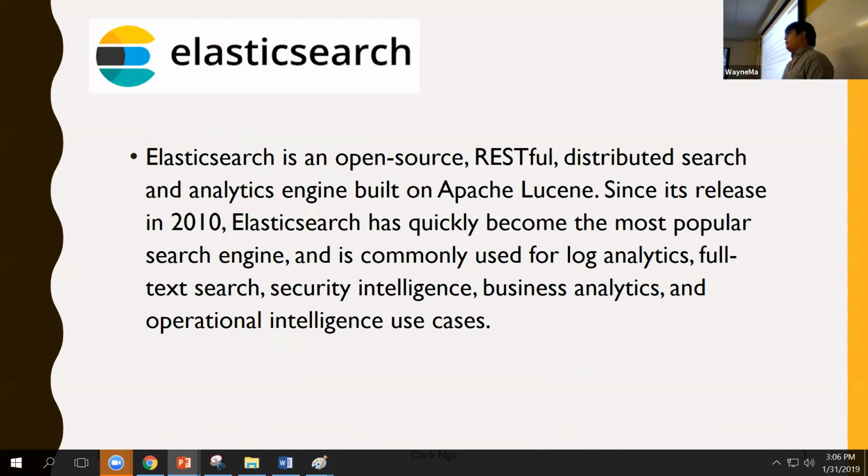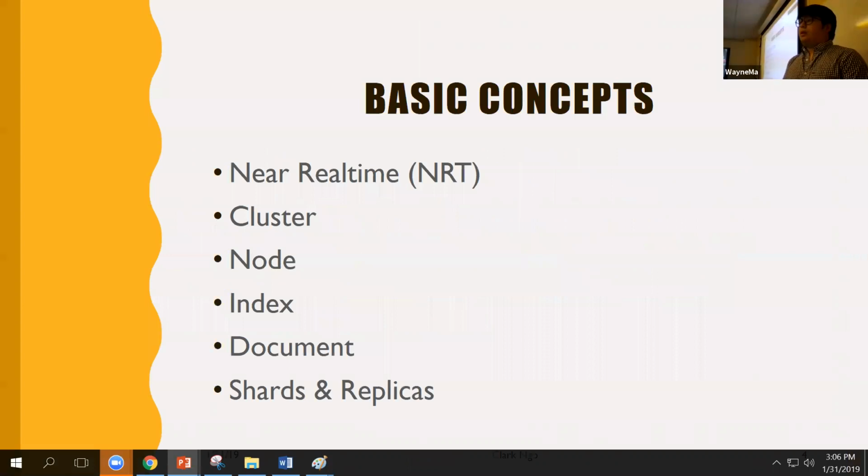Another example would be IMDb, the movie site, right? There's a lot of key value pairings or field value pairings, and you would need some kind of search engine to optimize on that. It's also used for security intelligence, business analytics, and text search. The basic concepts of Elasticsearch are near real-time, cluster, node, index, document, shards, and replicas.